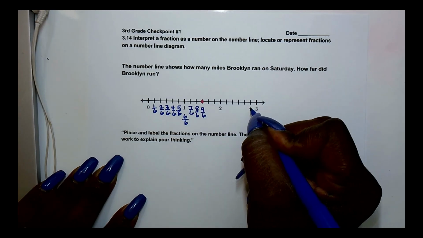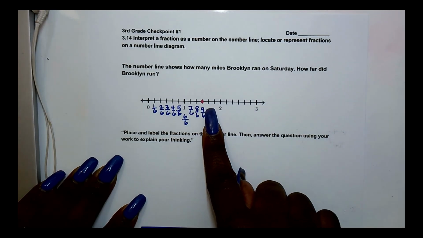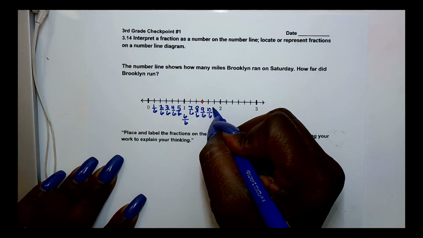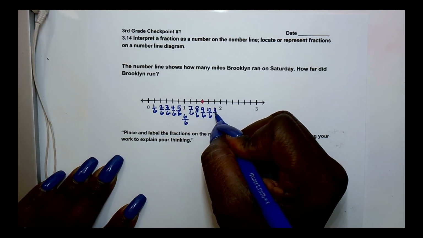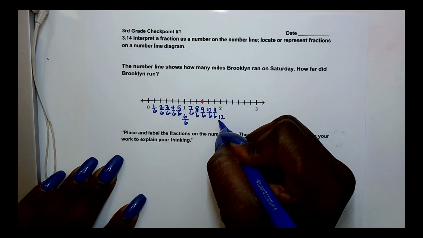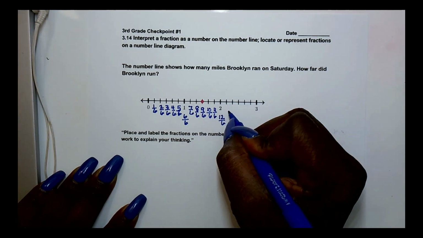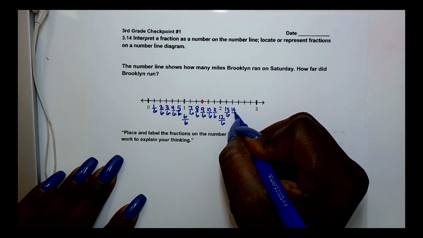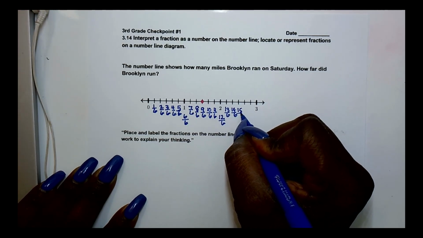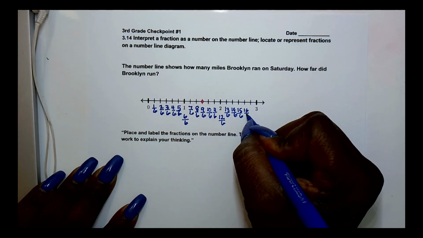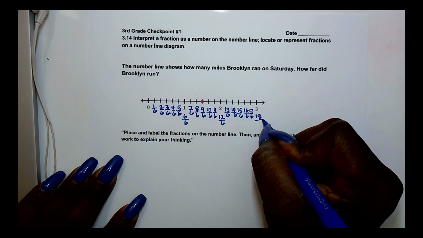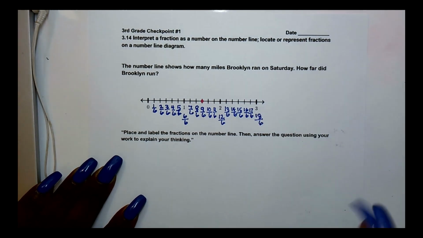Now I can keep labeling the number line. 9/6, 10/6, 11/6, 12/6, which is also equal to 2 whole, 13/6, 14/6, 15/6, 16/6, 17/6, 18/6, which is equal to 3 wholes.